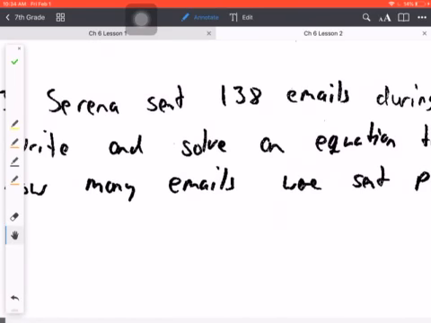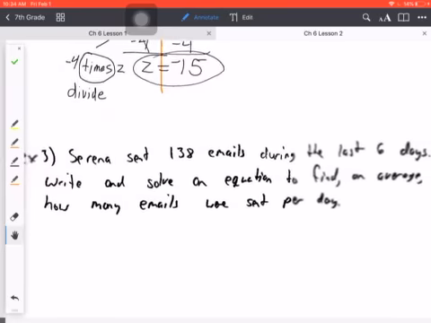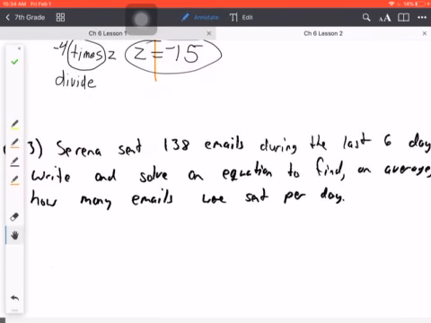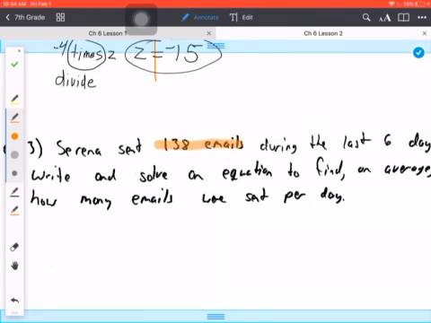Alright, let's look at example 3 then. Example 3 is a word problem, and it says Serena sent 138 emails during the last 6 days. That's an important piece of information: 138 emails, last 6 days. Write and solve an equation to find, on average, how many emails were sent per day. So this is what I'm going to be looking for: how many emails were sent per day.